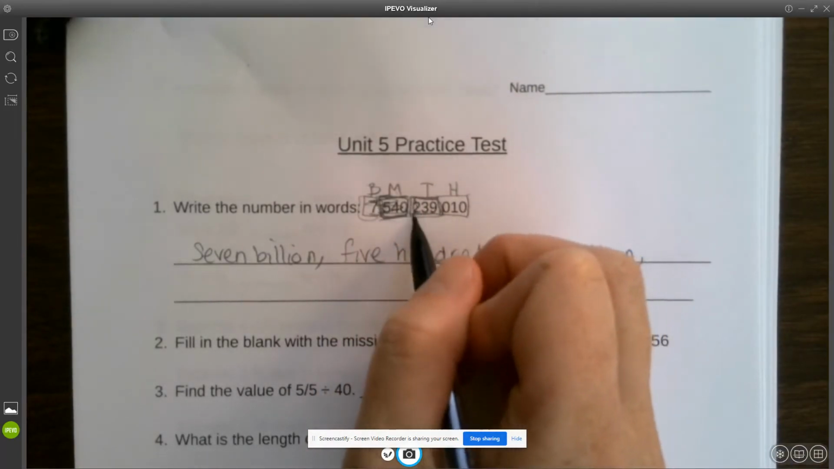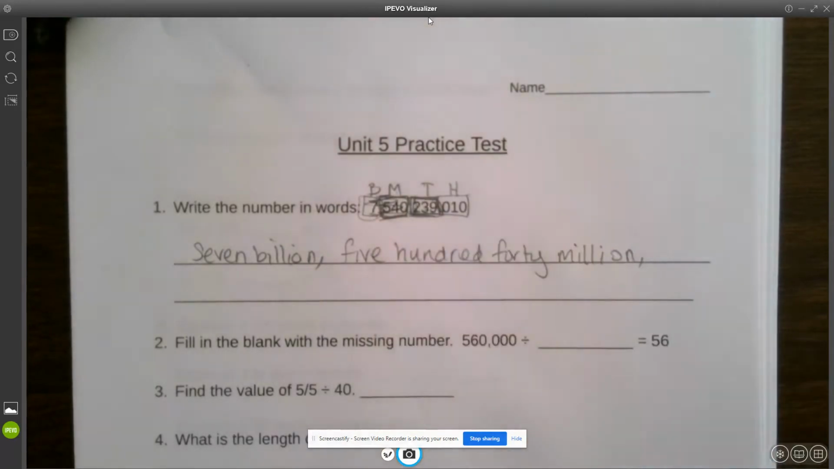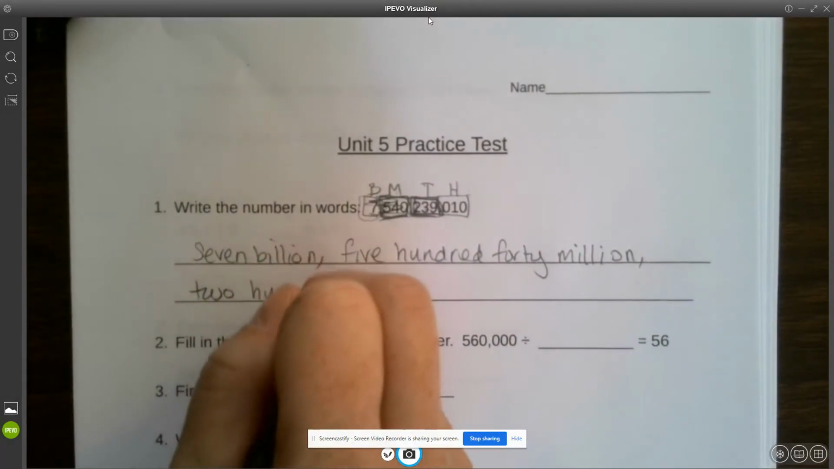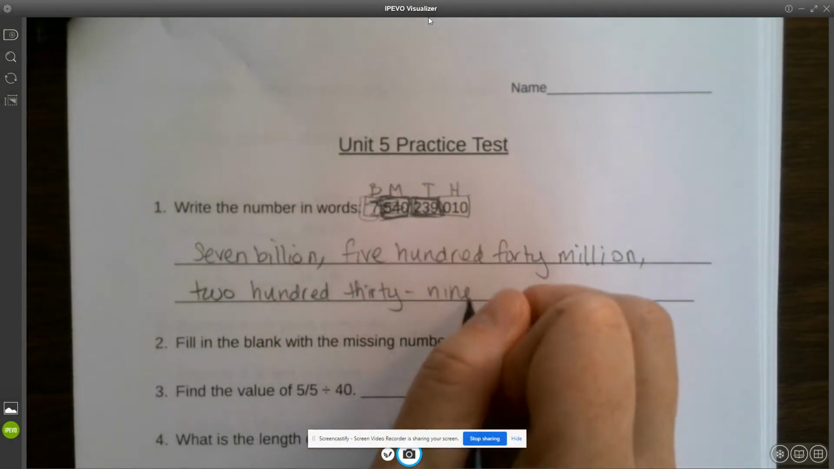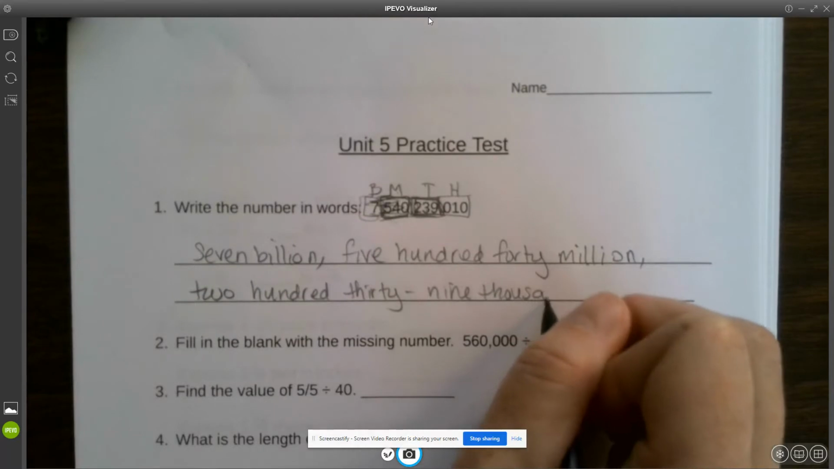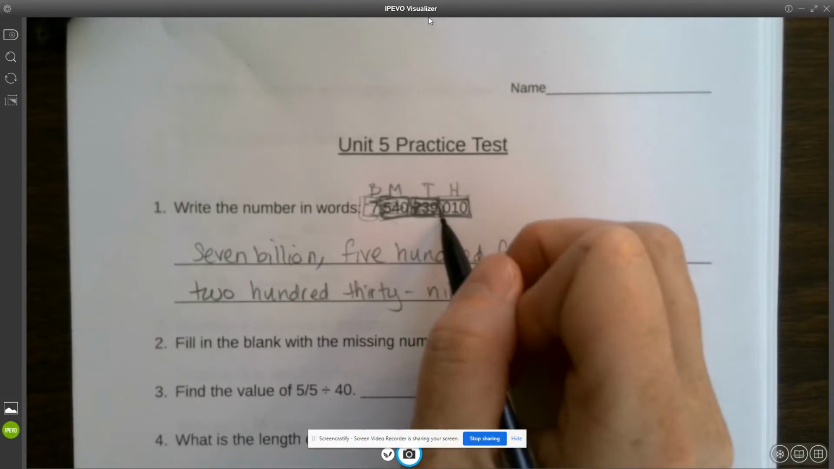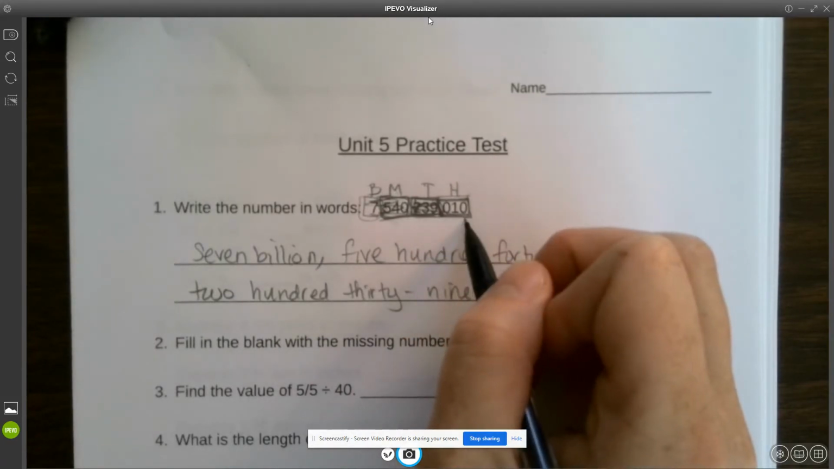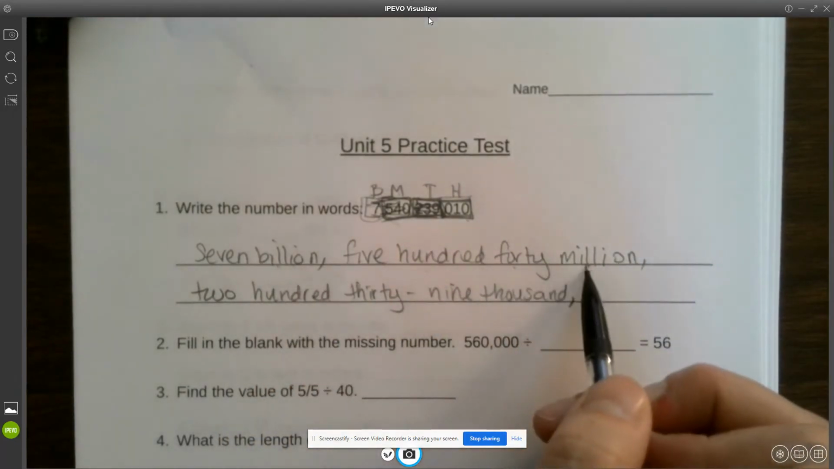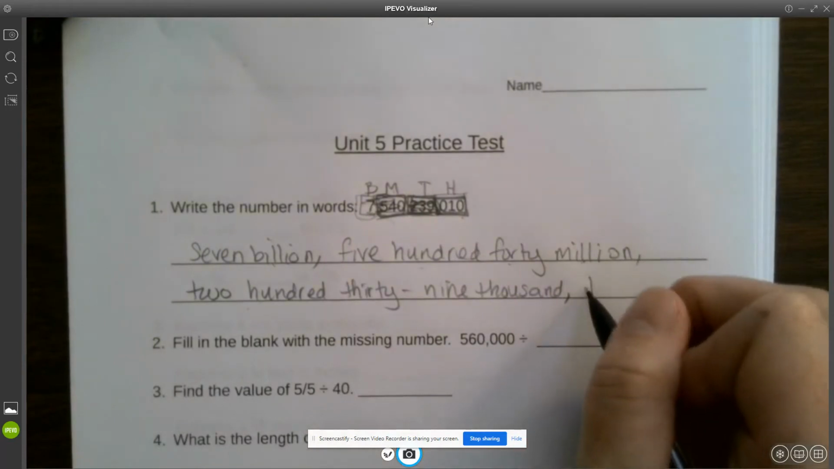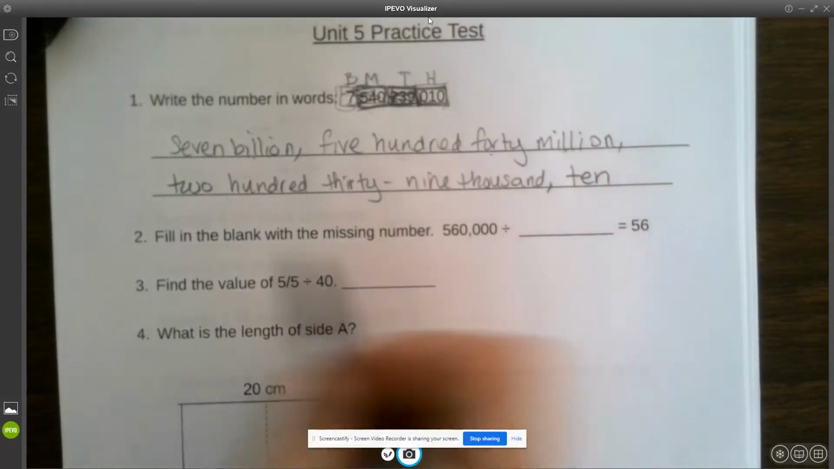I'm going to read these 3 digits right here. This is 239. So I'm going to say 239,000. And now I'm going to look at my next 3 digits. I have the number 10. We don't say "and 10" because "and" means a decimal, so we just say 10. So it's 7,540,239,010.